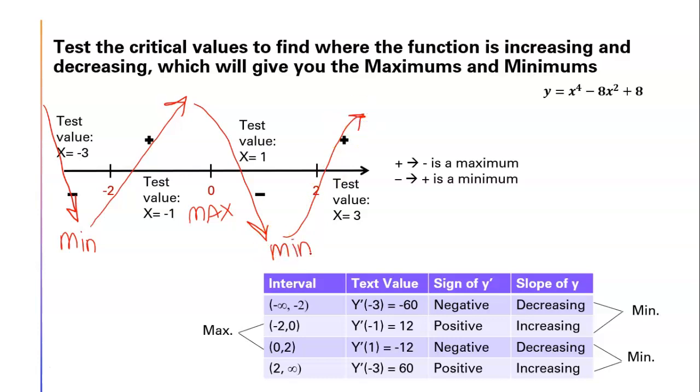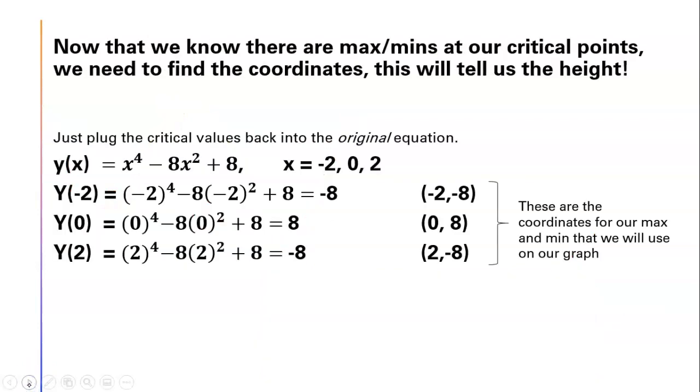So this table here shows you how the effect of the sign of our first derivative affects the slope of our original function. Now that we know that we have a max and min at our critical values, we want to plug these x values into our original function. These will give us the corresponding y coordinates to our x values that will then give us the coordinates for where our max and min are on our graph.